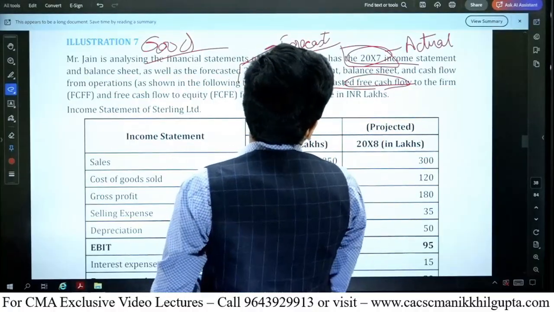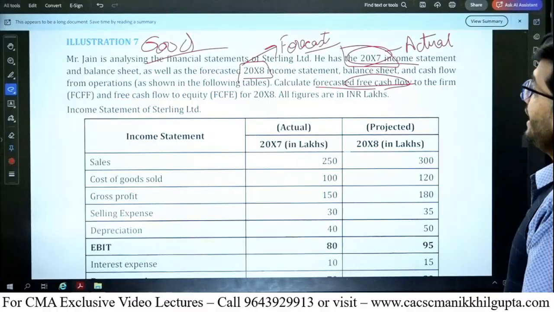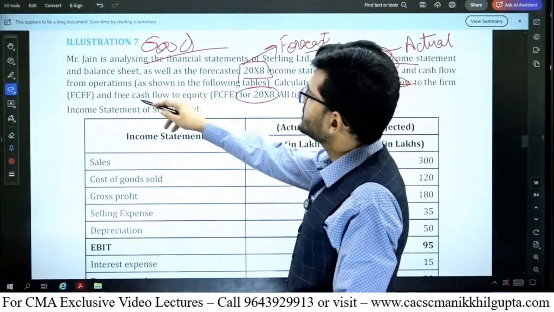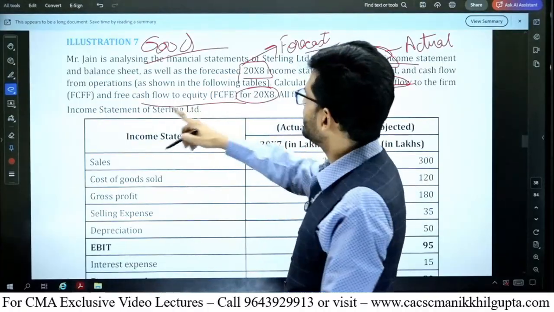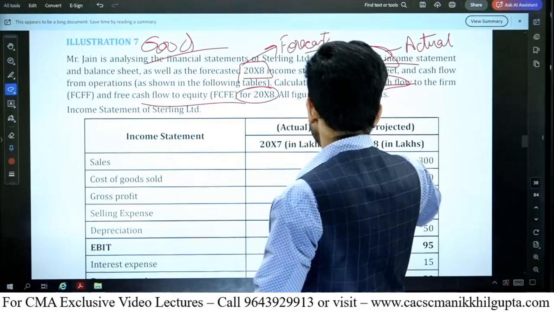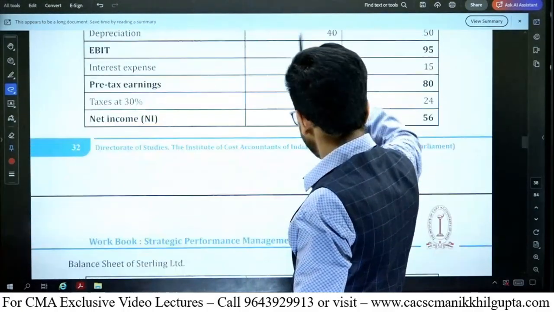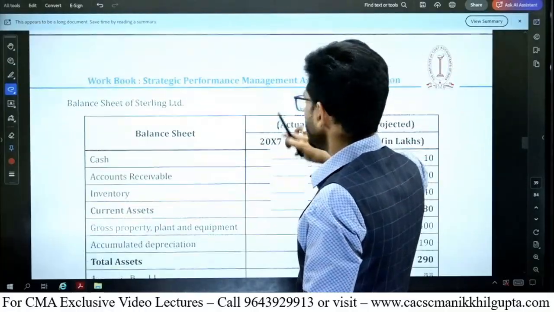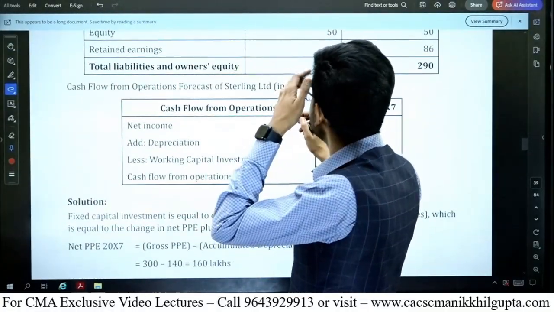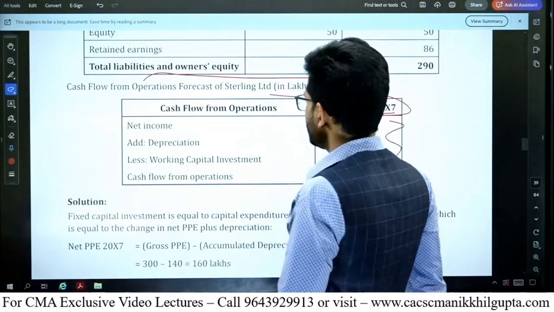Calculate the forecasted free cash flow. So you have to calculate the forecasted free cash flow to the firm and free cash flow to the equity. Two things are required to be calculated for 2028, which is expected free cash flow from firm and expected free cash flow from equity. The current free cash flow is already given to you in the calculation. So the question is so kind to us. It is already given the free cash flow, current free cash flow, and the future cash flows are required to be calculated by us. Okay, cash flow from operations forecast of Sterling Limited, 2027 cash flows are given to us.